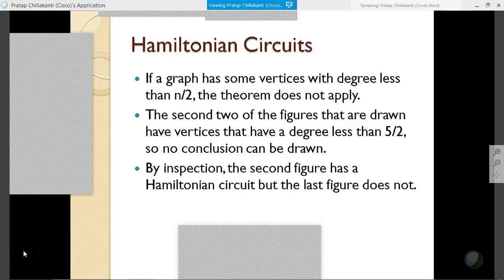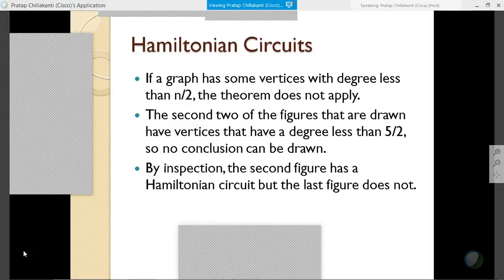By the way, if a graph has some vertices with degree less than n by 2, the theorem does not apply. See, I was hesitating when I was explaining that, right? The third one did not have a Hamiltonian circuit. In that particular graph, one of the degrees, see, it has to be n by 2, right? Some faculty member can verify it. Is 5 by 2 taken as 2.5 or is it taken as 3? I don't remember. One of you can verify that. So if it doesn't satisfy that condition for some of the vertices, you cannot apply the theorem.